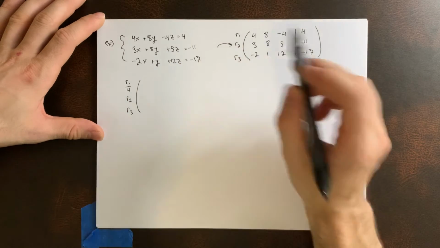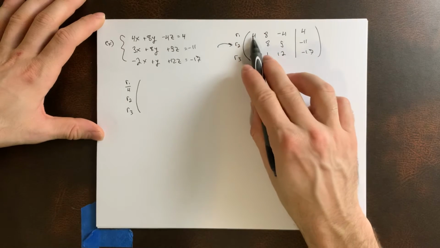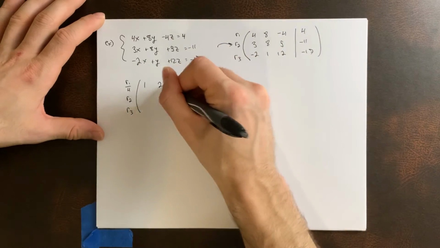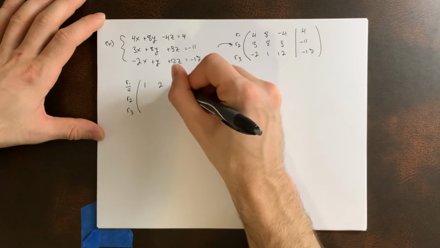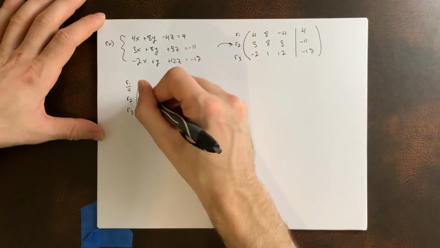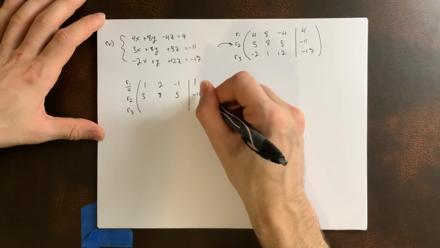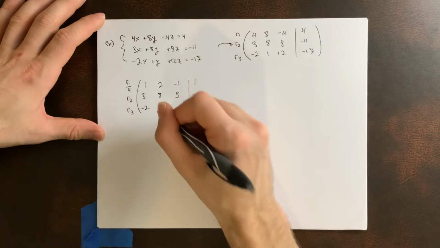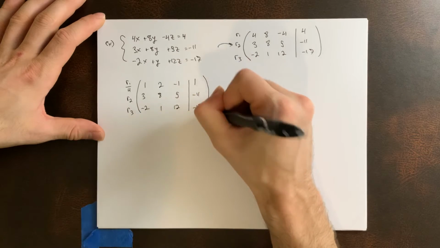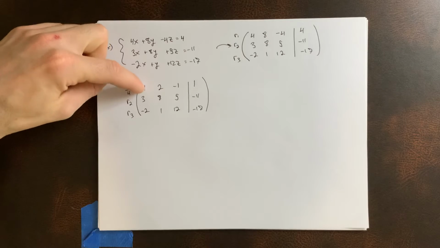Remember our goal was to make this top left thing a 1. And if we divide this whole thing by 4, there will be a 1 there. So you see now we're going to have a 1, and then we'll have a 2, that'd be a minus 1, and that'd be a 1. Here we still have our 3, our 8, our 5, and our minus 11, and then minus 2, 1, 12, minus 17. Okay, so that's always the first step. The first step is always to make the top left thing a 1, which we did.